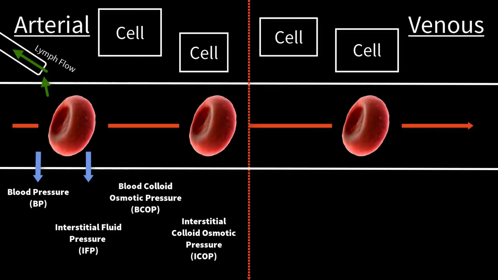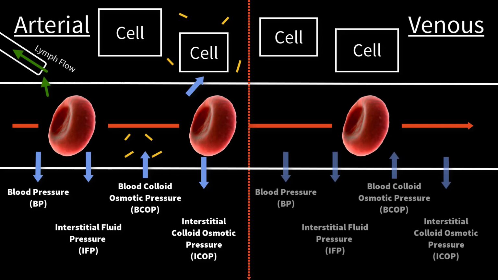Blood colloid osmotic pressure, or BCOP, is the party inside the blood. It's mostly created by the protein albumin. The albumin creates a concentration or party, and fluid wants to follow it. Consequently, BCOP pulls fluid into the vessel. Interstitial colloid osmotic pressure, or ICOP, is the opposite of BCOP. ICOP is created by the substances and protein in the interstitial space that are pulling fluid towards them or out of the blood vessel. Again, BCOP and ICOP are opposites.